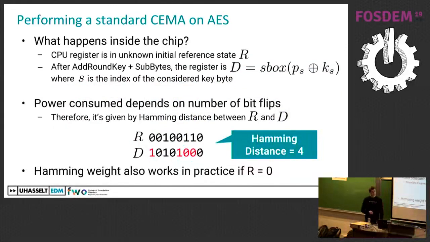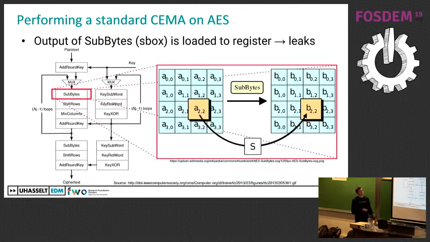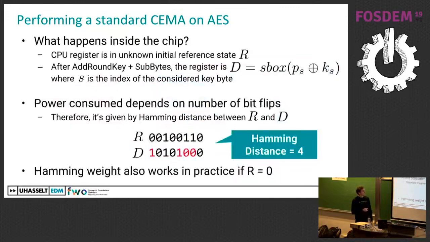So if we have a CPU register in an unknown state R, and we do the add round key and sub-byte steps, then the register will be updated with D, which is equal to the S-box of the plain text XORed with the key, which is just those two stages performed. And I'll use S to denote the index of the key bytes. So for AES 128, we have 16 key bytes. So S can be 0 to 15 or 1 to 16, depending on your convention.